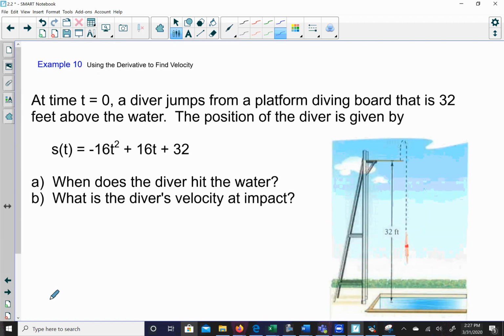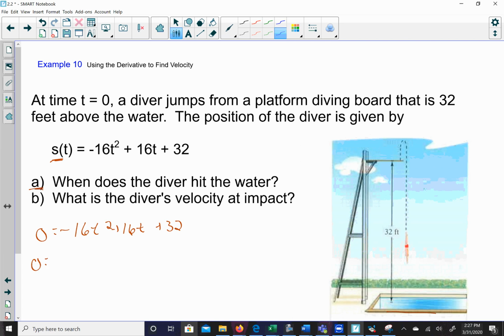All right, so when I go to do this one, I have a diver who's jumping off a board that's 32 feet high. It tells me that his position function is negative 16t squared plus 16t plus 32. It says, when does the diver hit the water? Remember this is my height. So A, when does the diver hit the water? That means that s of t would be equal to 0 because your height would be 0. If you're hitting the water, you're at the ground. So I'm going to set this equal to 0 and I'm going to solve.